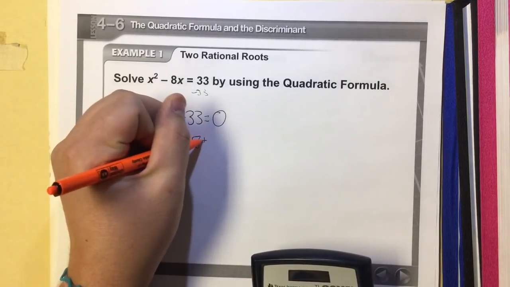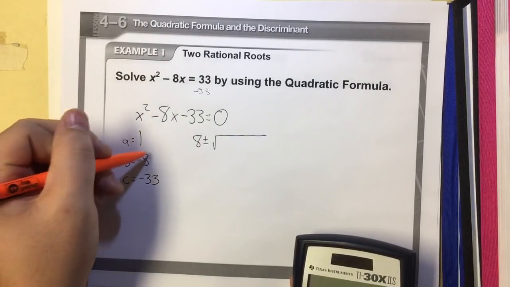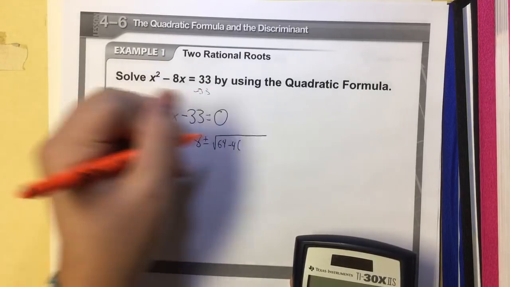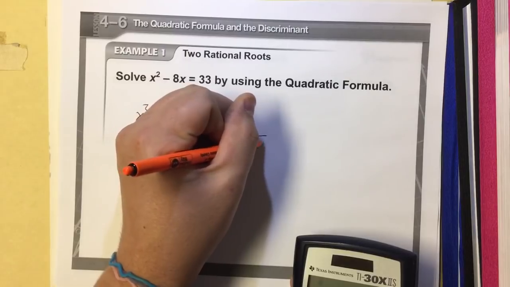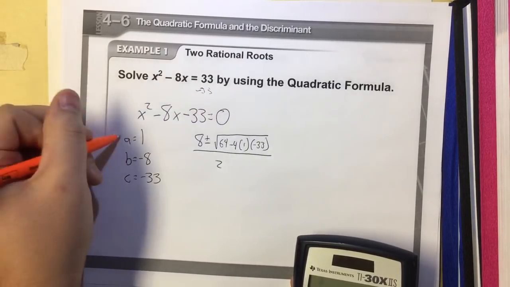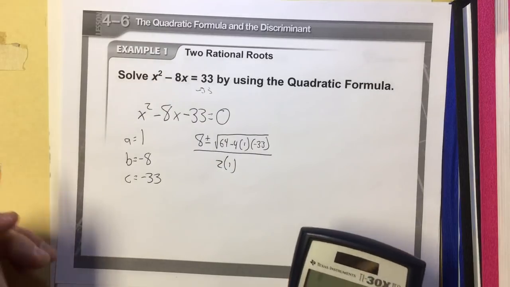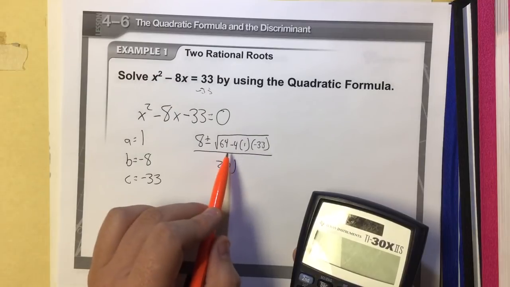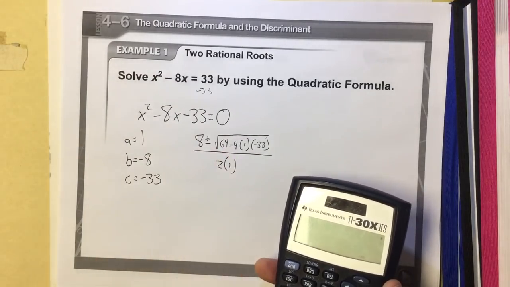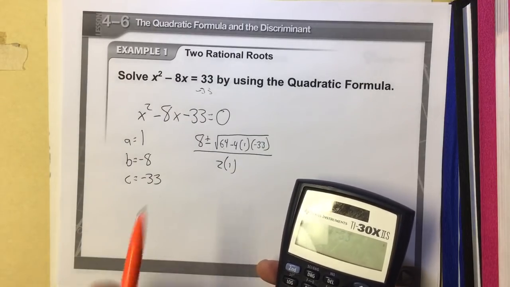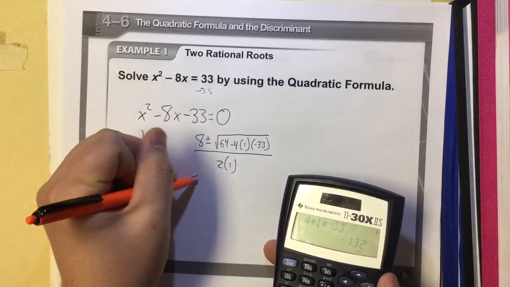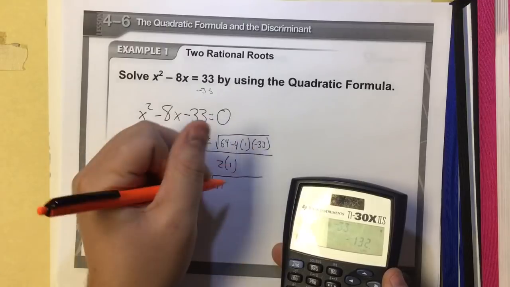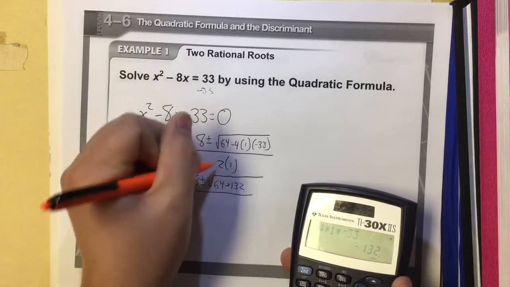Opposite of negative 8 is 8, plus or minus the square root of b squared. Negative 8 times negative 8 is 64. b squared minus 4 times a times c all over 2a, 2 times 1. All right, order of operations, remember this square root is a grouping symbol, so everything under there needs to be done first. So I'm going to do 4 times 1 times negative 33, and I get negative 132. So I have 8 plus or minus the square root of 64 minus negative 132 becomes plus 132 all over 2.